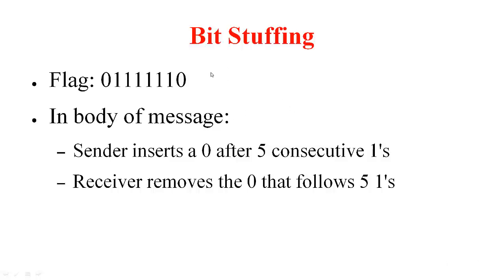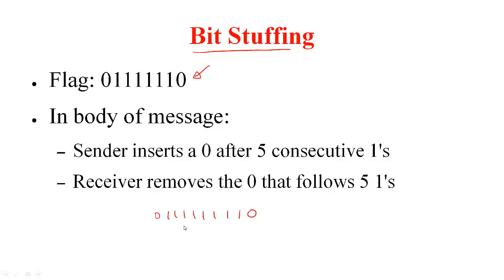So the other approach that is used in the bit-oriented protocols is bit stuffing. So for example, if the flag were this, what you do is that if this flag were to appear in the body of the message, you basically do the following. The sender inserts a 0 after 5 consecutive ones, and the receiver removes the 0 that follows 5 consecutive ones. So basically by doing this, you are ensuring that 6 consecutive ones never appear in the body of the message. So that way the flag itself doesn't appear as part of the body.